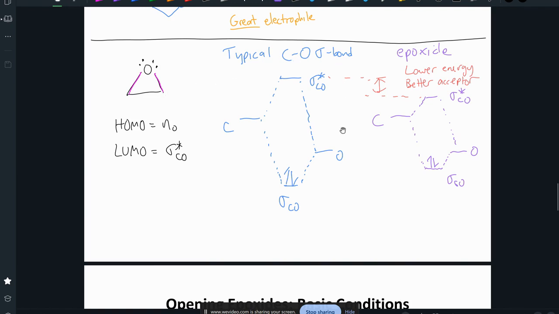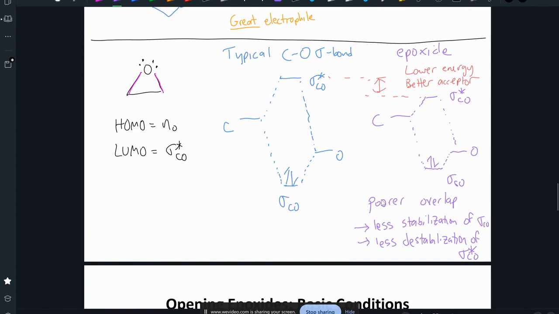Therefore, if I compare a typical sigma CO and sigma star CO, because there's not as good overlap, there's not as much stabilization of the bonding orbital, and there's not as much destabilization of the antibonding orbital. All right. So poorer overlap means less stabilization of sigma CO, and it means less destabilization of sigma star.